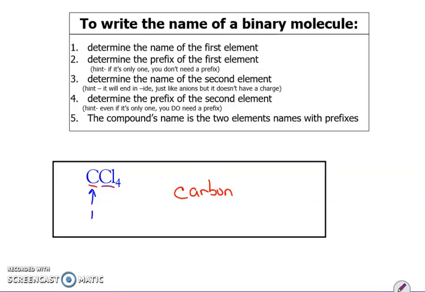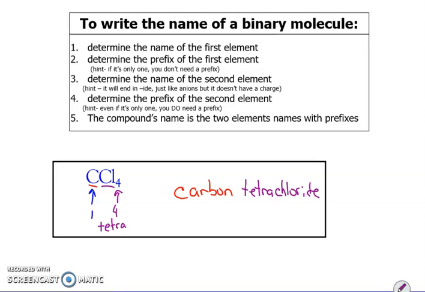All right, and then determine the prefix of the second element. The prefix, again, if there's only one, you do need the prefix mono, but there's not anything else here. This one we have 4, and the prefix for 4 is tetra, T-E-T-R-A. So you're going to take the prefix and tag it on before the name of the second element. So carbon tetrachloride, and that's the compound's name. It's just those two elements with their prefixes.